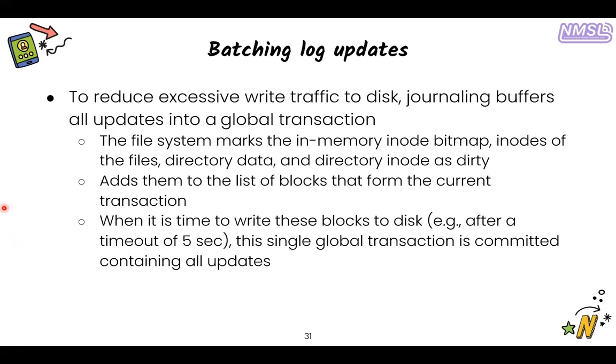Now, the next couple of slides are more of an optimization. We don't want to have excessive writes to the disk. Journaling buffers all updates into a global transaction. The file system marks the in-memory inode bitmap, inodes of the files, directory data, and directory inode as dirty, and you add them to the list of blocks that form the current transaction. And when it's time to write these blocks to disk, you make a single global transaction, so you don't have to write a lot of times. So that's just being smart. You batch all the updates.